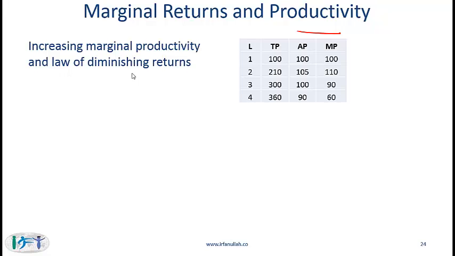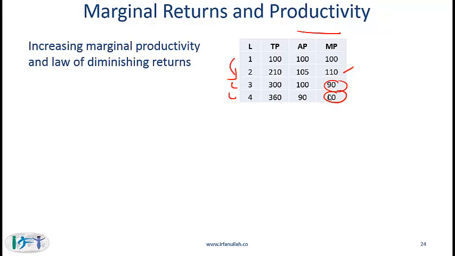What does this mean? If you take a subset of the numbers we saw on the previous slide, notice that when we add the second unit of labor, we have increasing marginal productivity. With the first unit of labor, our marginal product was 100. With the second unit of labor, our marginal product went up. This is called increasing marginal productivity. But as we keep adding more labor, so here as we add the third unit, then the marginal product actually comes down to 90. Adding the fourth unit of labor causes the marginal product to go down even more.